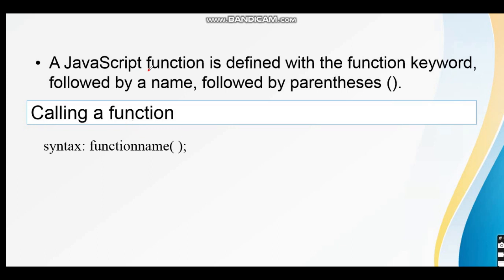So here a JavaScript function is defined with the function keyword, followed by a name, followed by parentheses. How to call a function? Right, here you can see this is the syntax and this is how you're going to call the function. Just writing the function name followed by the parentheses and the semicolon. Okay.